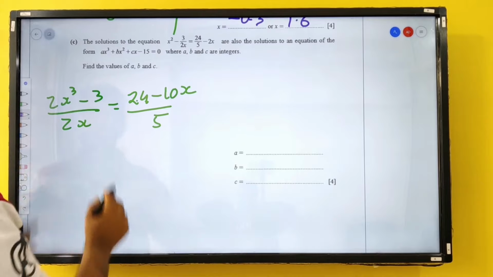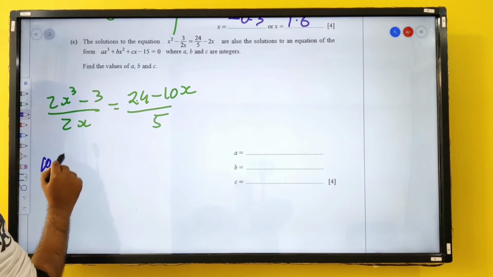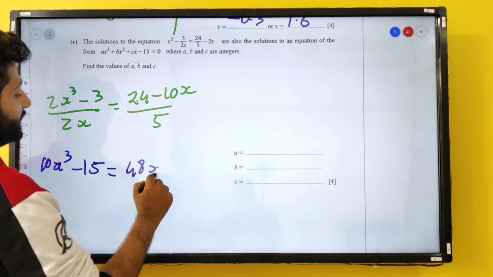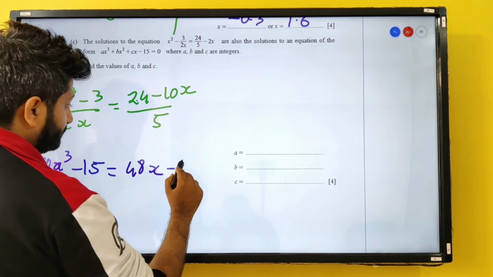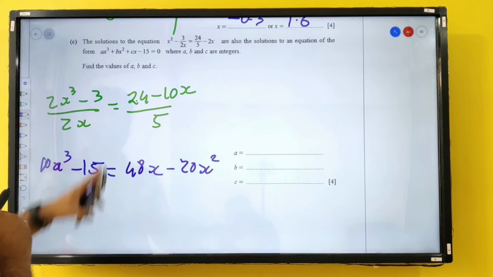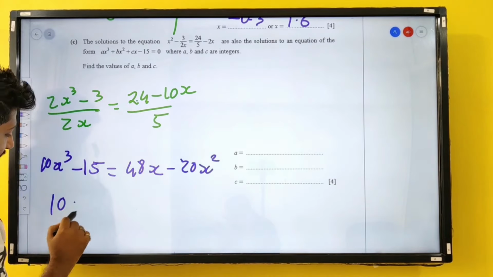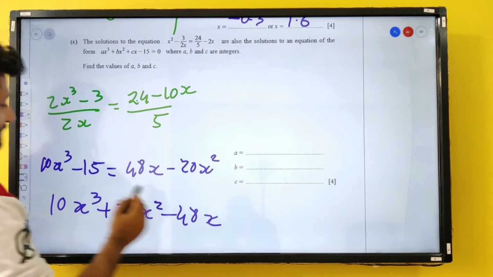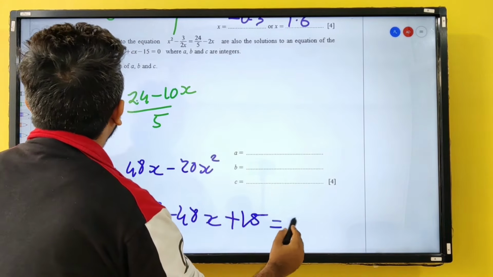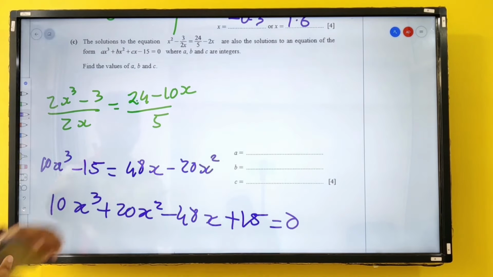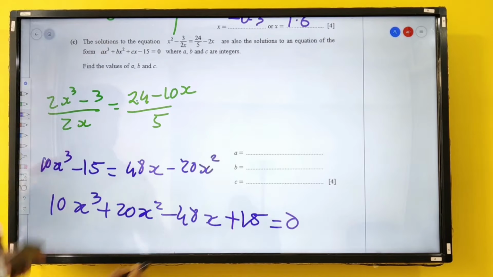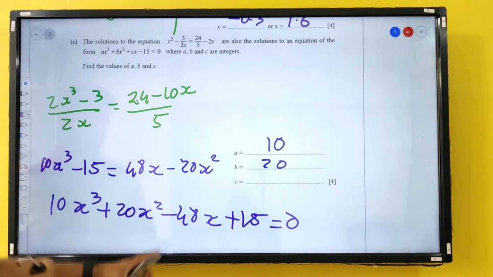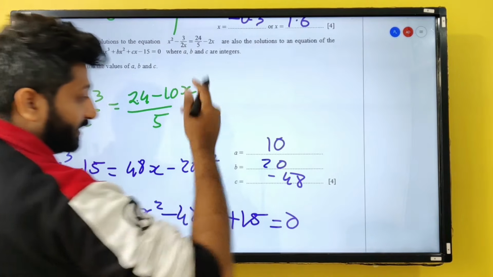Let us do cross multiplication. So 5 times gives 10x cube minus 15 equals 24 twos are 48x minus 20x square. Now bringing everything to the left hand side, we have 10x cube plus 20x square minus 48x plus 15 equals 0, right? The coefficient of x cube is A, here it is 10. The coefficient of x square is B, so B is 20, and C is minus 48.